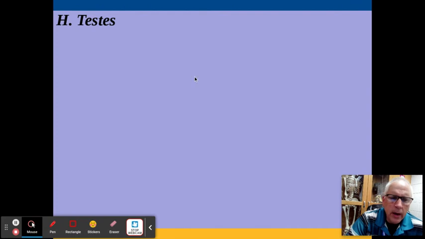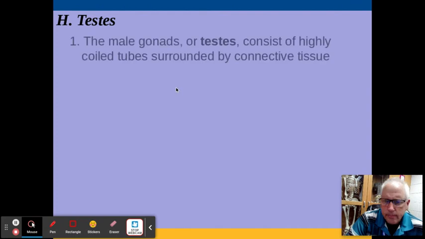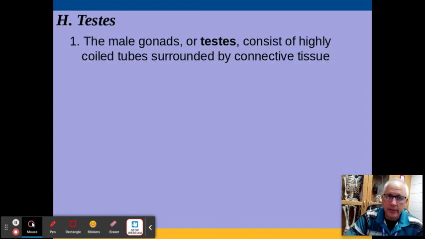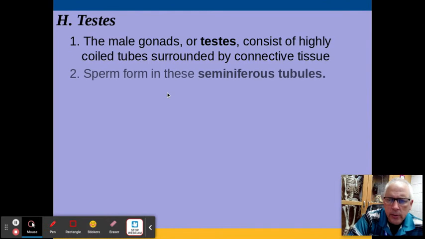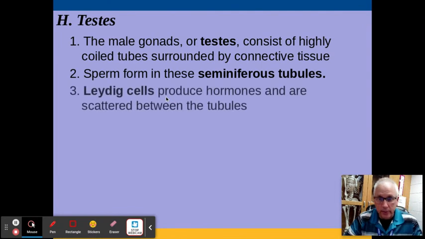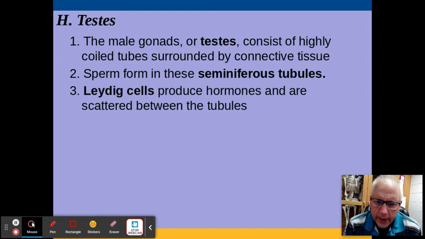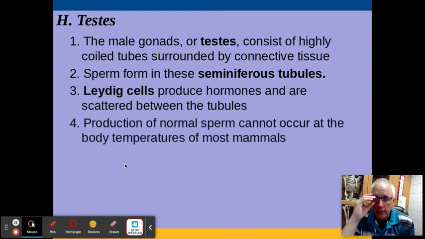Okay. Let's talk a little bit about the male gonads, which is obviously the testes. A bunch of coiled tubes surrounded by connective tissue. Sperm forms in what we call the seminiferous tubules, 500 meters long if you would put them all together. We have these things called Leydig cells that produce hormones that are scattered between the tubules. That's an important thing. And the production of normal sperm cannot occur at body temperatures of most mammals.